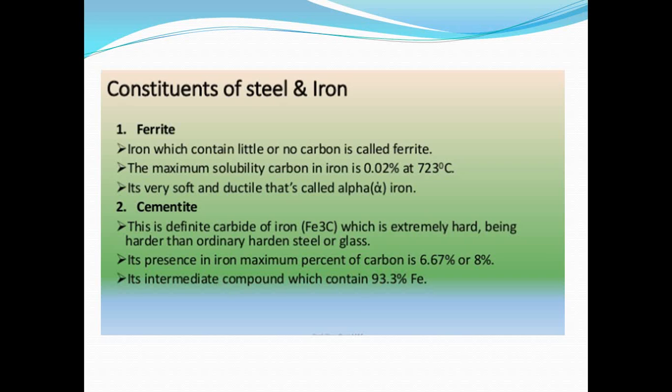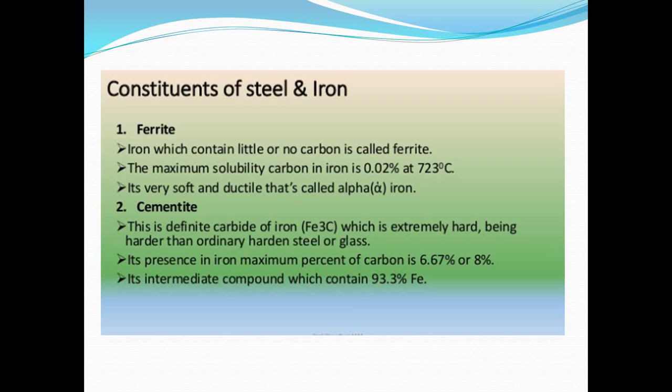This is a definite carbide of iron, which is extremely hard, being harder than ordinary hardened steel or glass. Normally, cementite is very strong in nature. In this cementite, it has 6.67 percent of carbon. Sometimes it has 8% also. So 6.67% to 8% of carbon it will consist of.